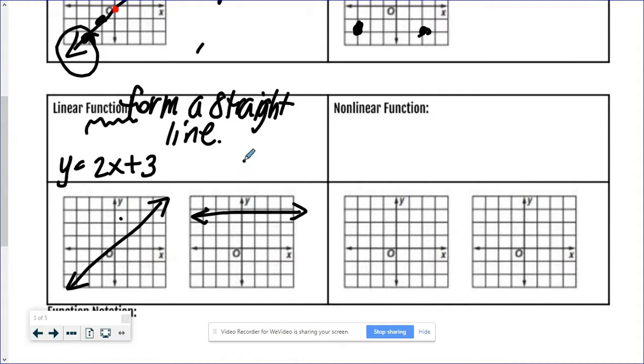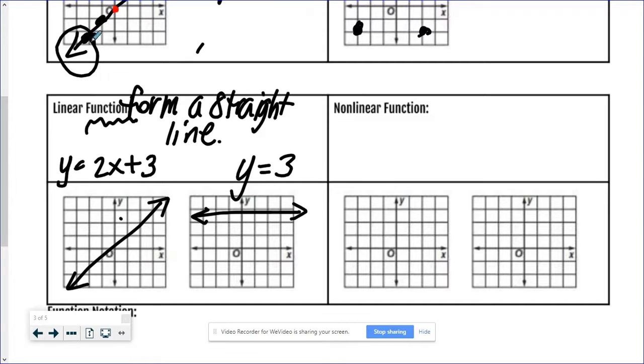You might even see something that looks like this, y equals 3, and y equals 3 could also work, and it's also going to give you a straight line. Hint, hint, hint, if it looks like this, it's going to give you a horizontal line, but that's for later. So then we're going to come over to nonlinear functions. So nonlinear functions is going to be anytime you have a line that's a function, but it's not straight.